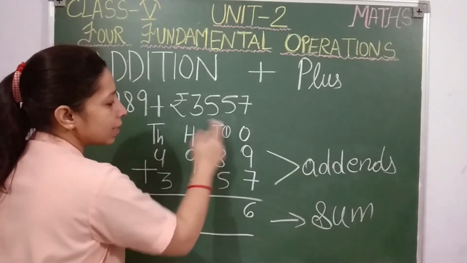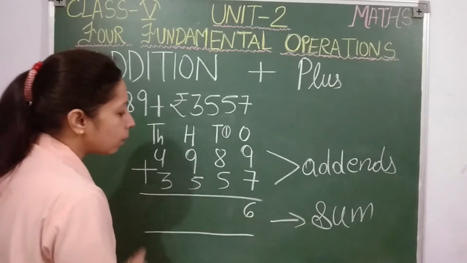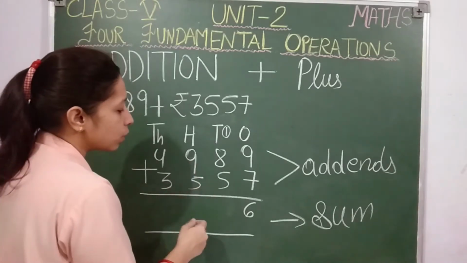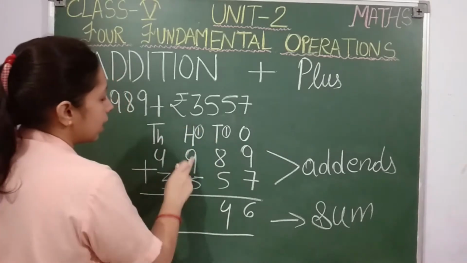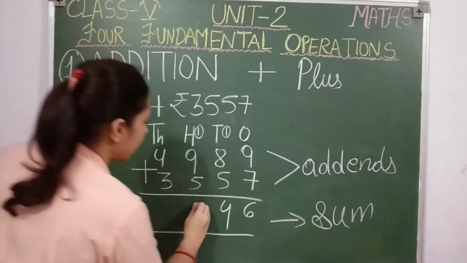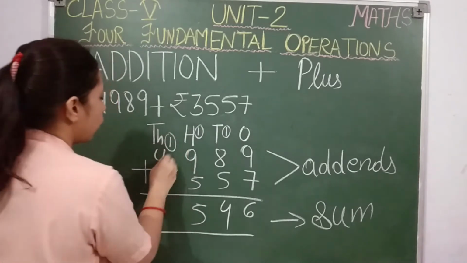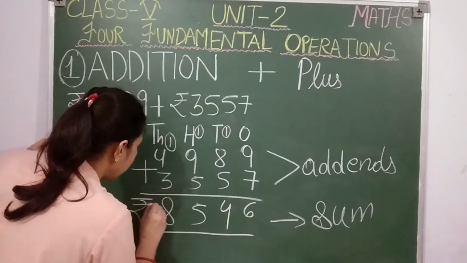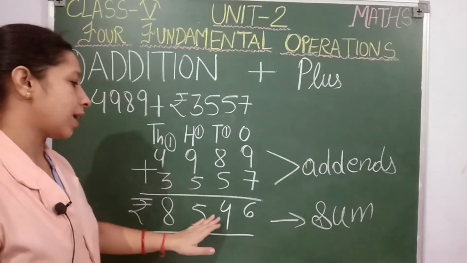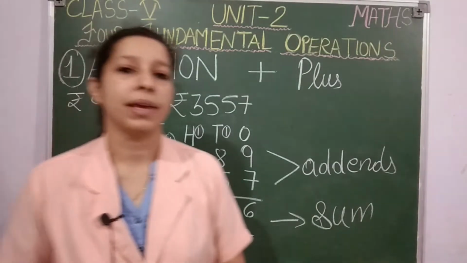Okay, so 8 plus 1, students, 9, 9 plus 4, 9 plus 5, 10, 11, 12, 13, 14. Okay, again 1 carry over. 9 plus 1, 10, 10 plus 5, 15, 1 carried over, 4 plus 1, 5, 5 plus 3, 6, 7, 8. So finally we are having rupees 8,546 in our piggy bank.